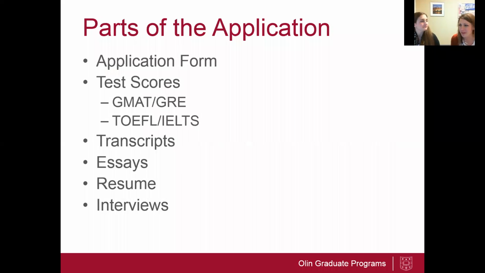Here at Olin, we have a pretty simple, straightforward application. There's an application form you complete. It's a couple of pages long, just asking you some information on how we can reach you, your name, your date of birth, that kind of information. We require that you submit your test scores. We will accept either the GMAT or GRE. And then we will, for some students, also require the TOEFL or IELTS test. You just upload your unofficial copies to your application. At the time of application, it is not necessary to submit the official test scores.